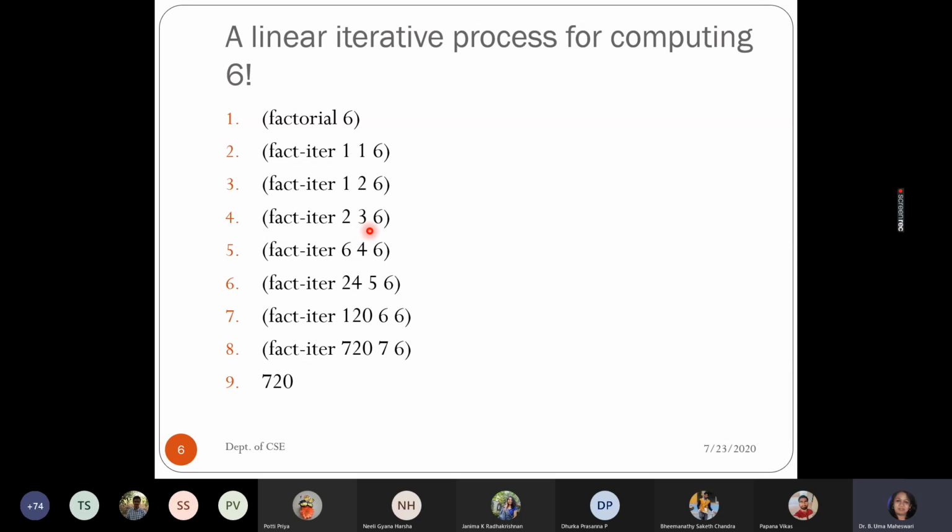Is it possible here? Is it possible, students? Yes, ma'am. Yes, it is possible. Why? Because we have saved the previous state of 3 variables, that is counter, product, and n. It is already available with us. And you start calling the fact ITR with that value. Next time, don't call the factorial 6. Instead, you can call the fact ITR 2 3 6, where 2 3 6 is already in your memory. So that is the benefit of writing this kind of recursive procedures.